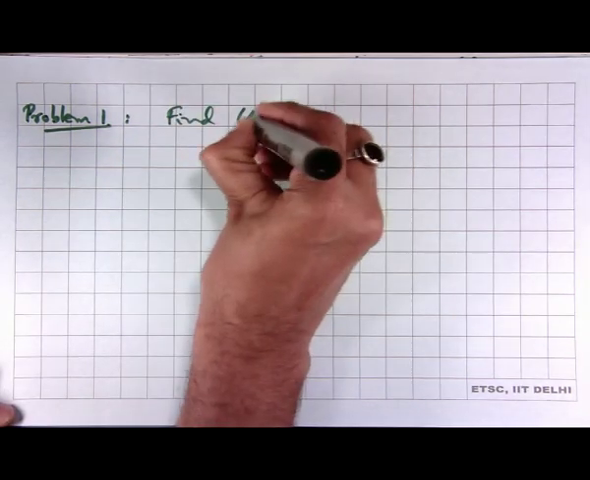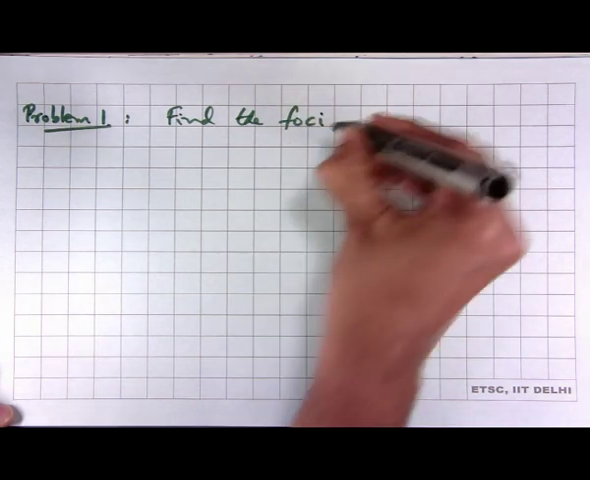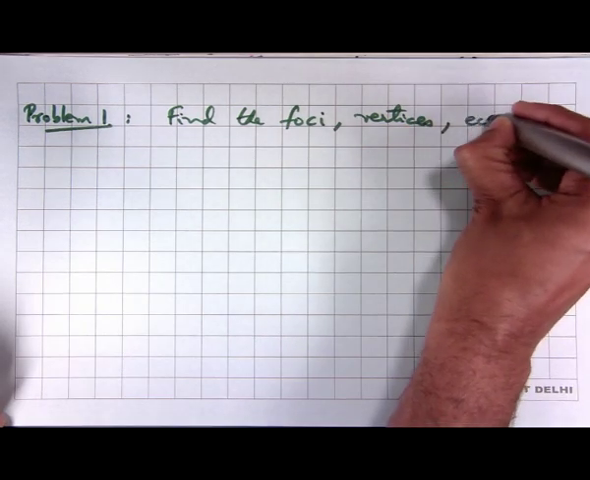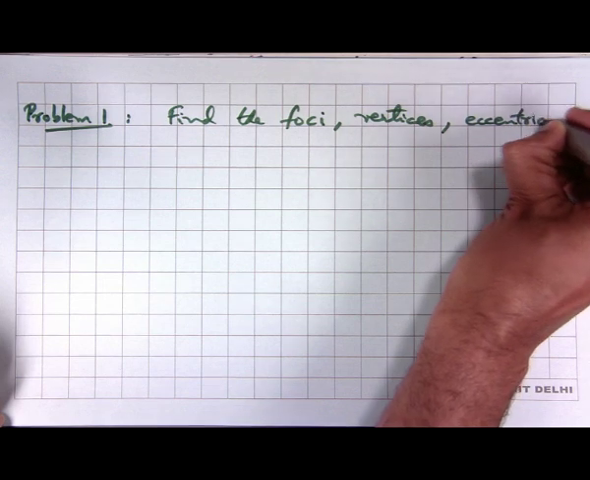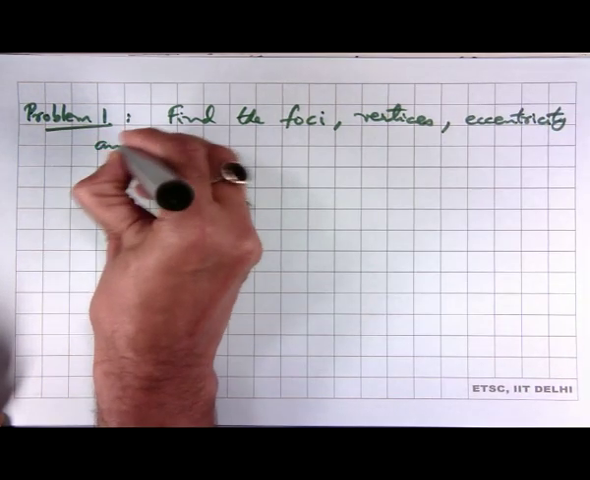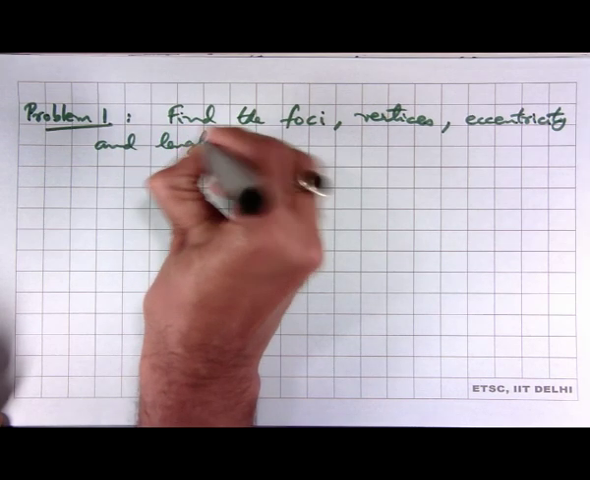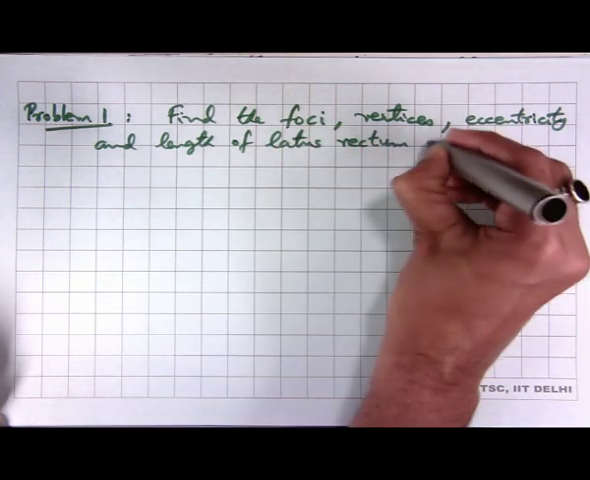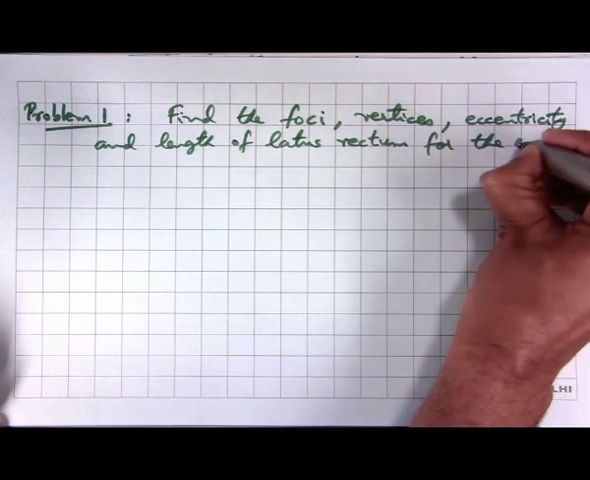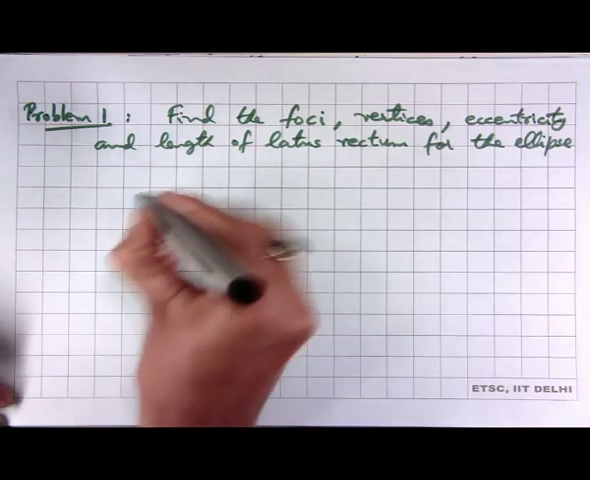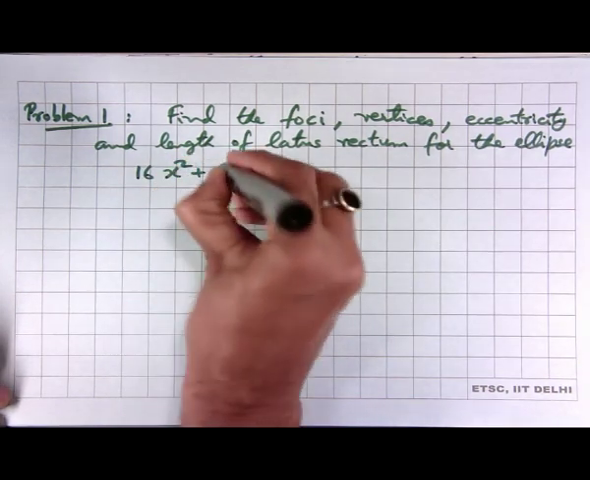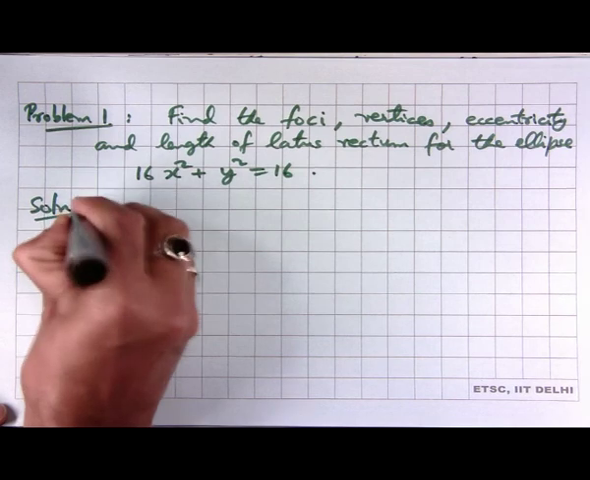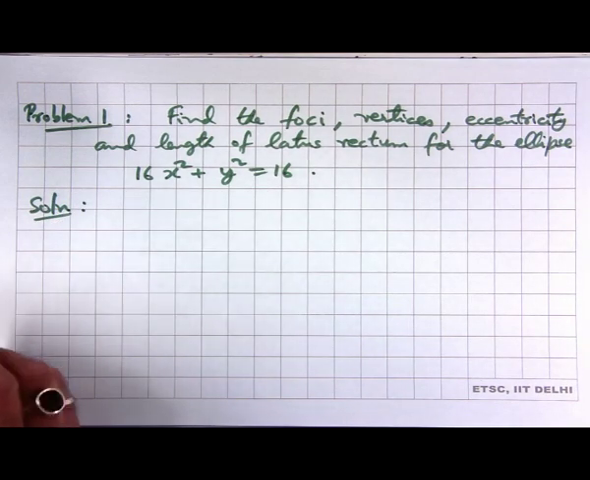Find the foci, vertices, eccentricity, and length of latus rectum for the ellipse 16x² + y² = 16. So, first we will write the equation in the standard form.